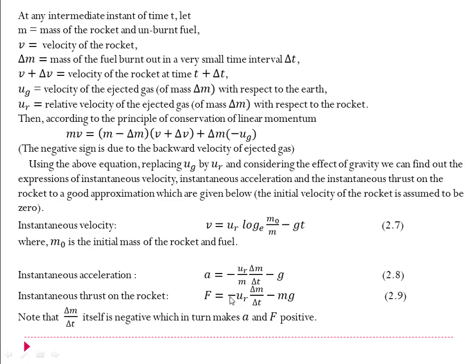Don't get scared about the negative signs in these two equations. As you know, this delta m by delta t is the rate of change of mass, the rate of consumption of fuel, which itself is negative, which in turn makes both A and F positive.